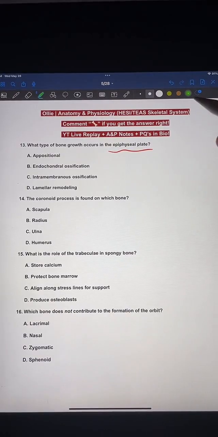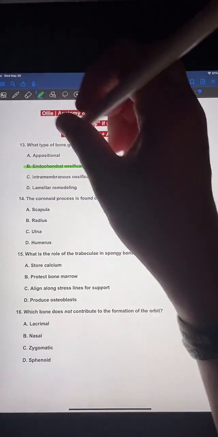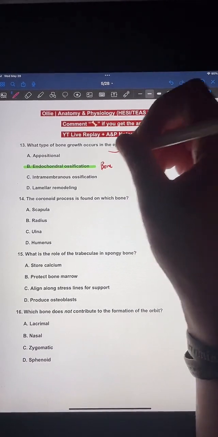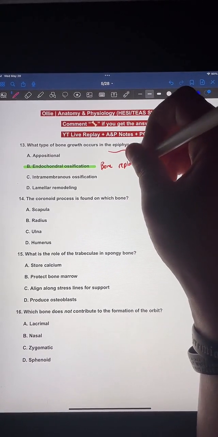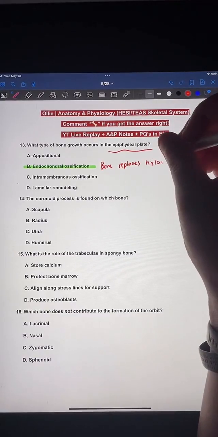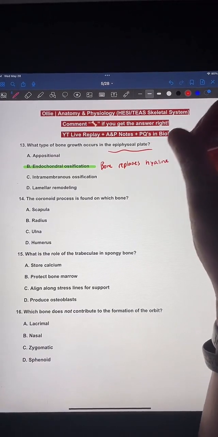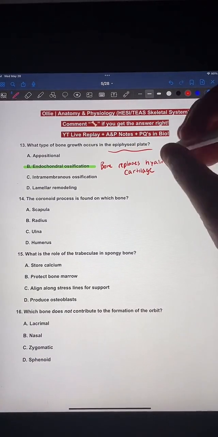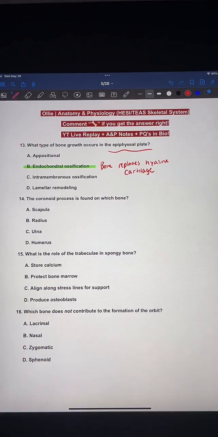Number 13, what type of bone growth occurs at the epiphyseal plate? The answer is B. It is endochondral ossification. Endochondral ossification is essentially where bone replaces the hyaline cartilage. At our growth plate, like we had a question earlier about what type of tissue is at the growth plate, it is the hyaline cartilage, and that's what bone replaces.